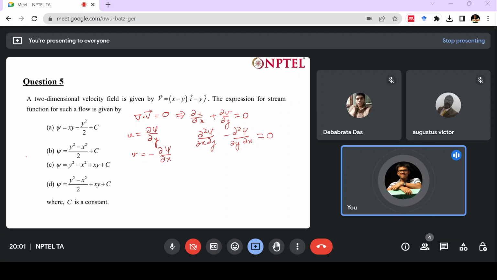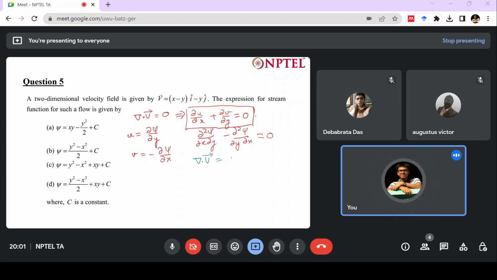So for this question, to find the stream function, let us first confirm whether this is actually an incompressible flow or not. Because if it is not an incompressible flow, then no stream function exists. So if I just put it here, del u del x is how much? 1.